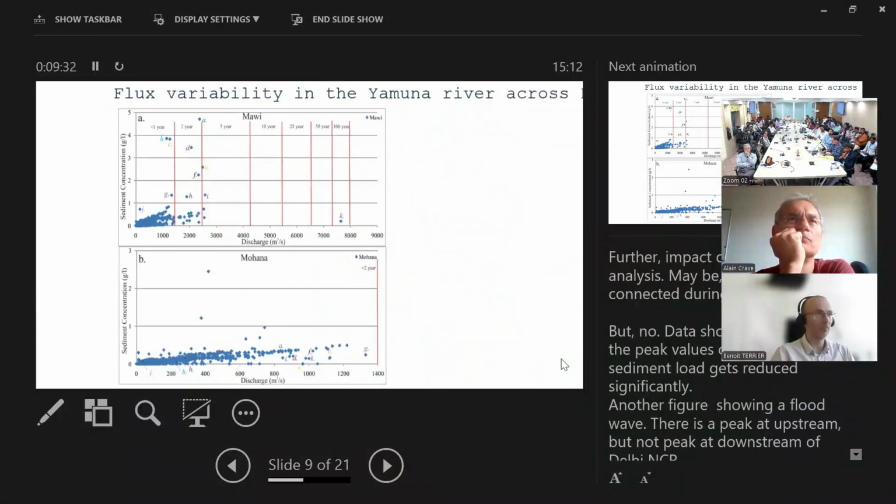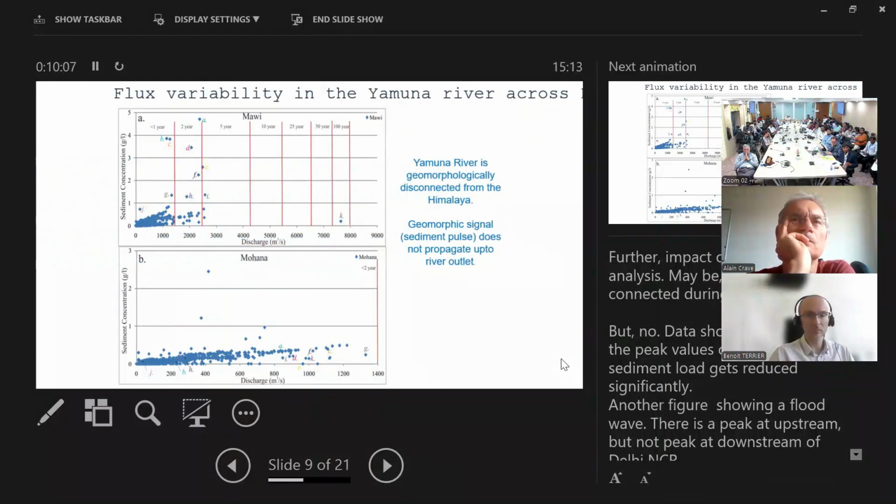One more data set I will present to highlight the disconnectivity. On the y-axis is the sediment concentration, and these are again some of the major events, which may be cloudbursts or land use land cover changes, but all these events actually get merged out. When we think about a connected system, a signal should bypass this part. This river is not behaving like a Himalayan river system, and downstream of Delhi it is not showing any signature related to the upstream part. In the geomorphic literature, the sink approach is very common, where we analyze the sediment in the sink and try to interpret the source processes.